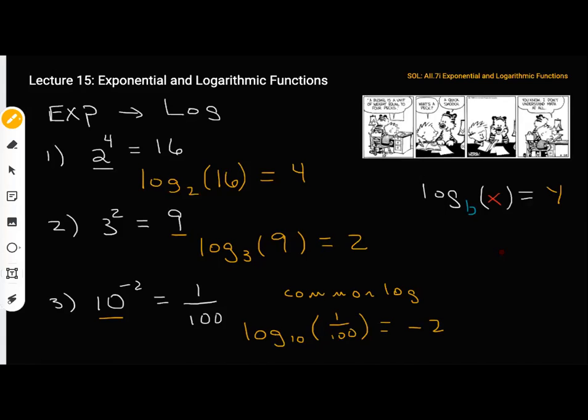Okay, so on the next slide, what we're going to do is we're going to graph two very simple functions. So I'll give you guys a few seconds to copy this down, and then we'll move on.